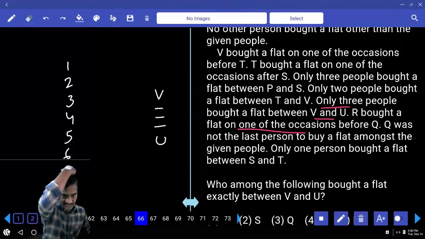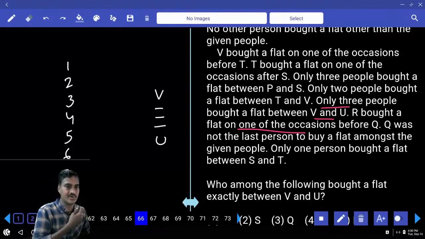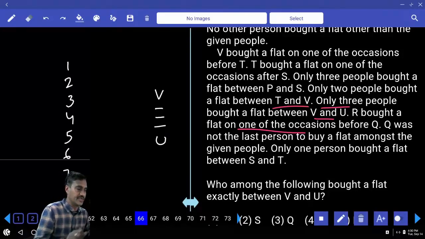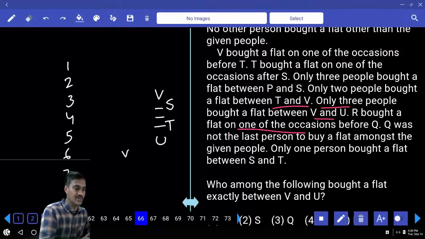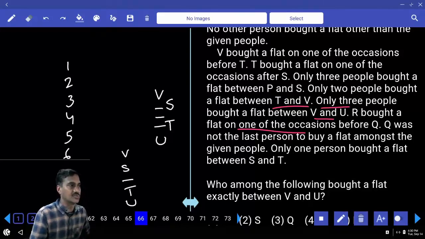And at the same time, R bought a flat on one of the occasions. 2 people bought a flat between T and V. Now in between T and V, how many persons? There must be exactly 2 persons. Hence T and U must be adjacent to each other. 1 person between S and T, S will be at this place, isn't it? Hence V, S, blank, T and U are the 5 persons we have.